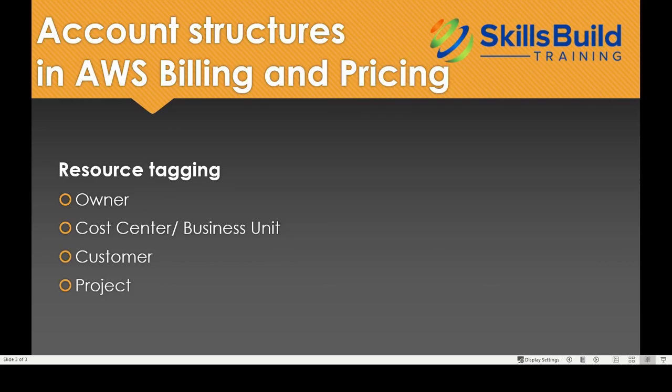Some of the tags that can be useful for your business are owner, which is used to identify who is responsible for the resource. Then you have cost center or business unit. It is used to identify the cost center or business unit associated with the resource. Typically, that is for cost allocation and tracking. Then we have customer. It is used to identify a specific client that a particular group of resources serves. And we can also use project, which is used to identify the projects the resource supports.